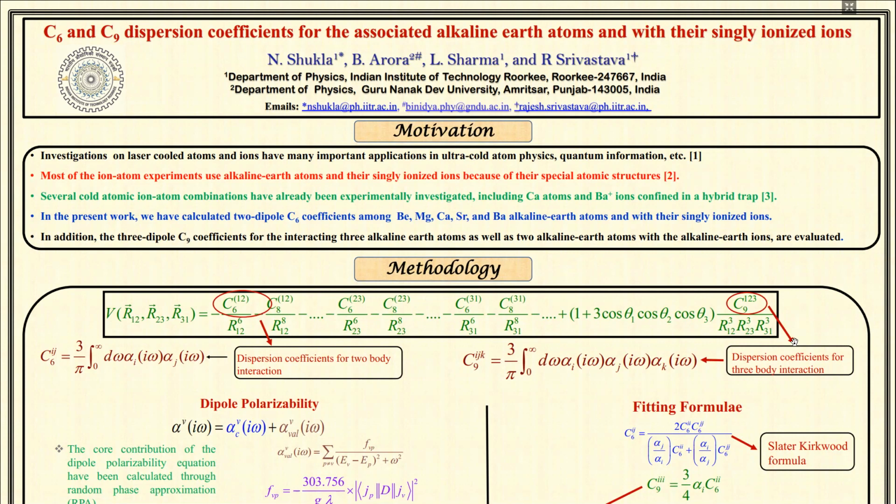Therefore, we have calculated two-body dipole C6 dispersion coefficients among alkaline earth atoms and alkaline earth atoms with their singly ionized ions. In addition, we have also calculated C9 dispersion coefficients for three interacting alkaline earth atoms as well as two alkaline earth atoms with alkaline earth ions.